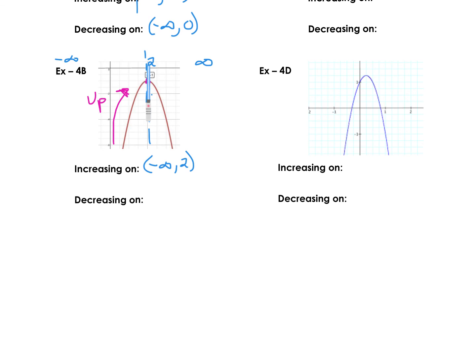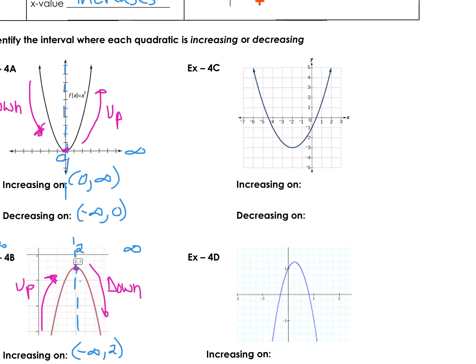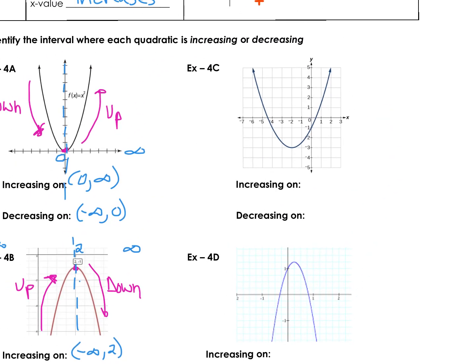Then continue to go from left to right. As we go from 2 to positive infinity, notice what y is doing. It is going down. Y is going down. Ride that roller coaster. So because y is going down, it is decreasing from 2 to infinity. Now you try. Pause the video, and I want you to figure out 4C and 4D.